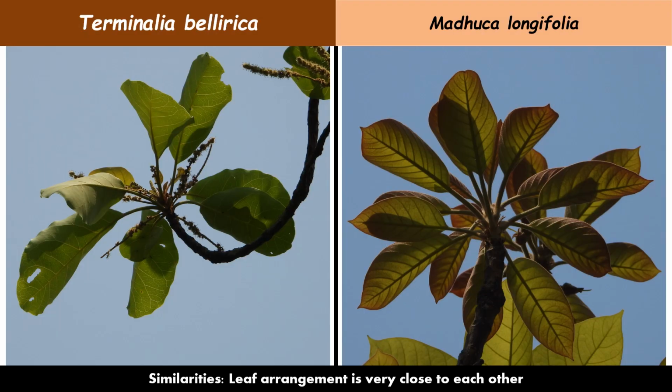This is Terminalia bellerica and Madhuca longifolia. Terminalia bellerica is a baheda. Okay, it is a medicinal tree. Madhuca longifolia also has medicinal usage, but both are NTFP, non-timber forest produce. So the leaves are very close to each other. We get confused identifying them inside the forest.